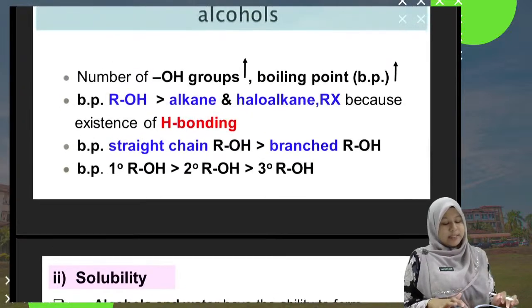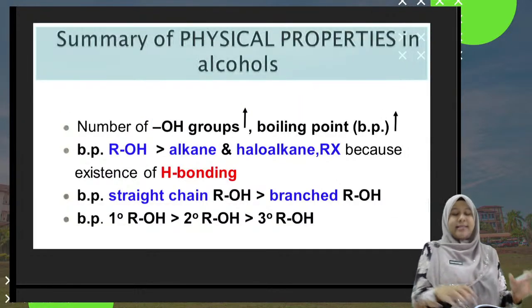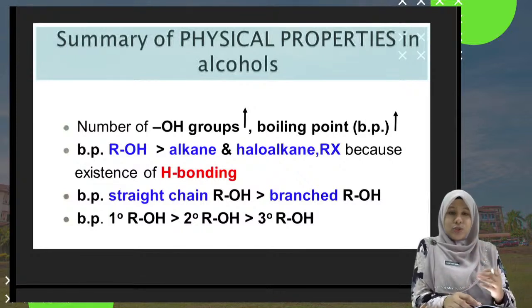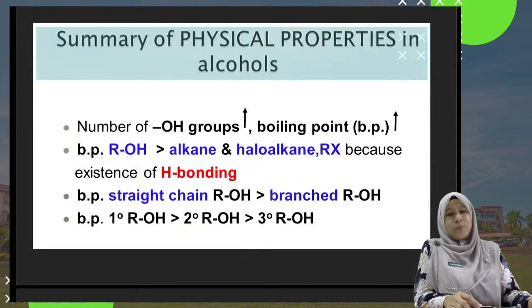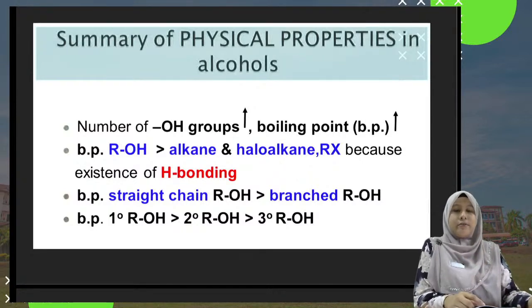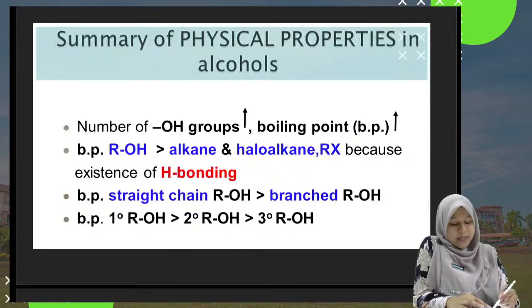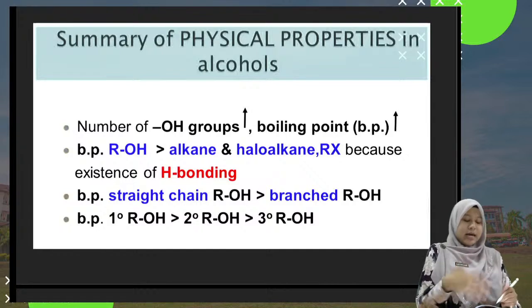Okay, then baru kita summarize. So apa yang kita boleh summary kat sini untuk physical properties, kita boleh kata increase the number of OH group will increase the boiling point due to the existence of hydrogen bond. Then boiling point untuk alcohol is higher compared to alkane, haloalkane, because the existence of hydrogen bonding. Then boiling point for straight chain is higher compared to branch.